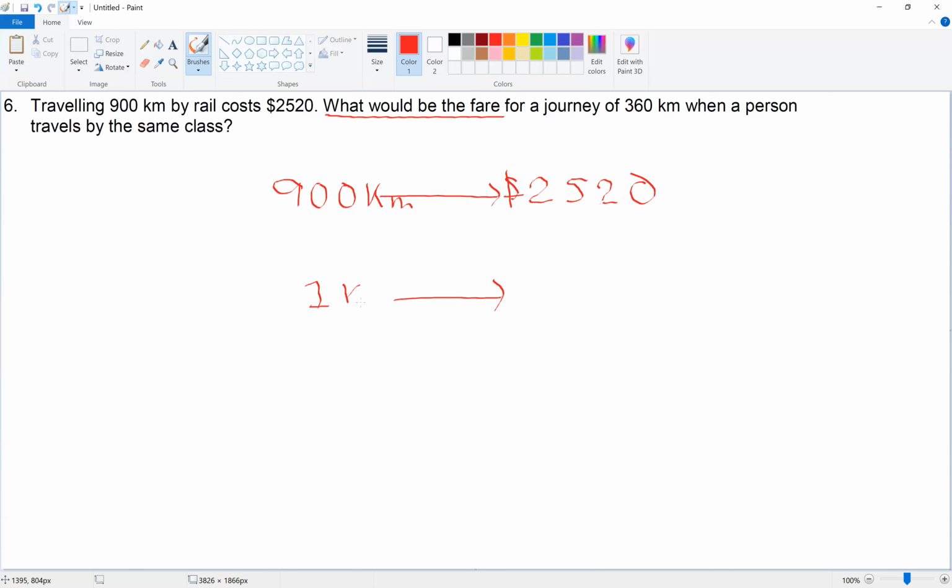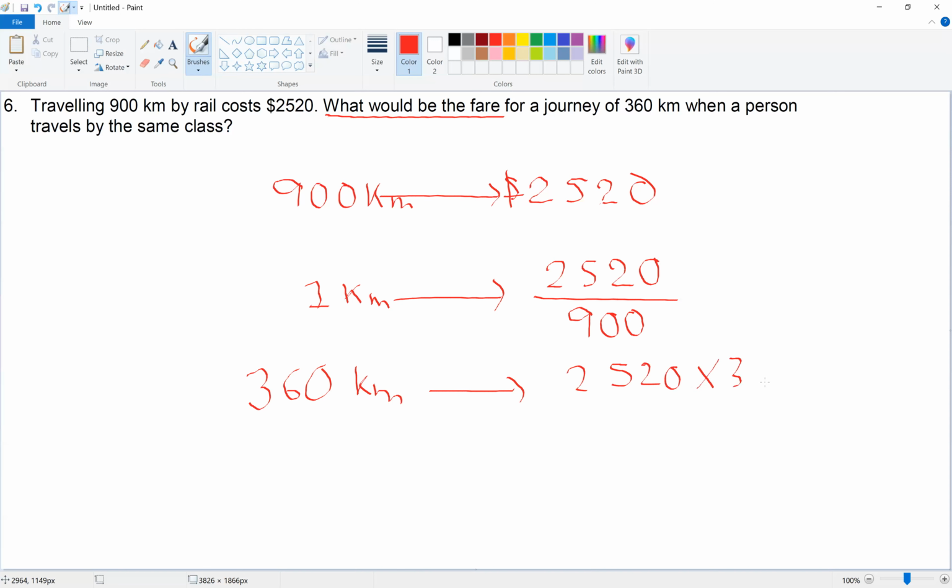1 kilometer, and like 2,520 over 900, divided. Okay. Last step. And then 2,520 times 360 over 900. This would be an easy calculation. 0 cancels out, 0 cancels out, it cancels with 4. So this would be 8, 20, 2, and 10.